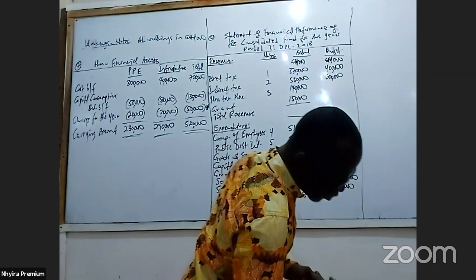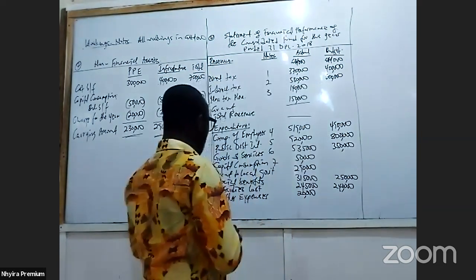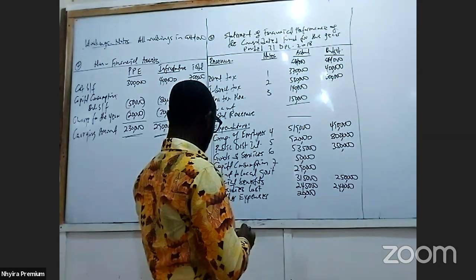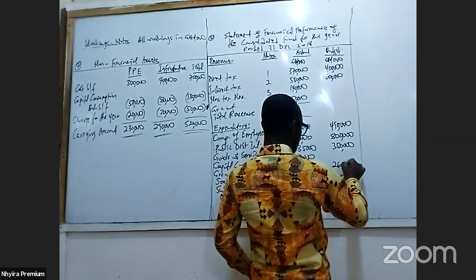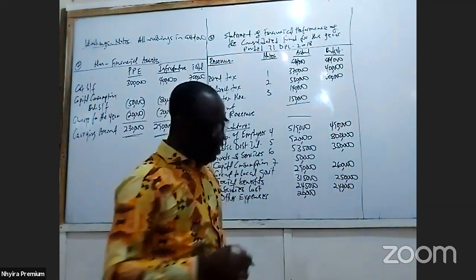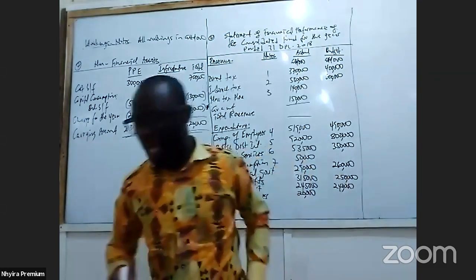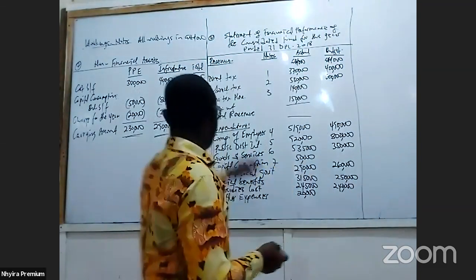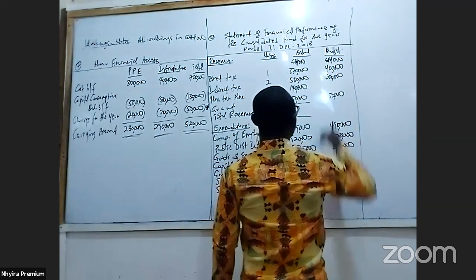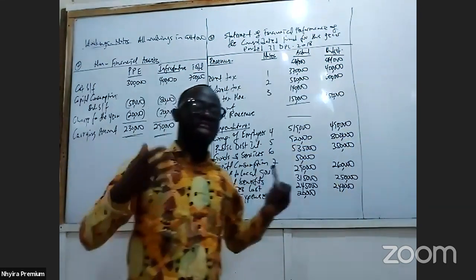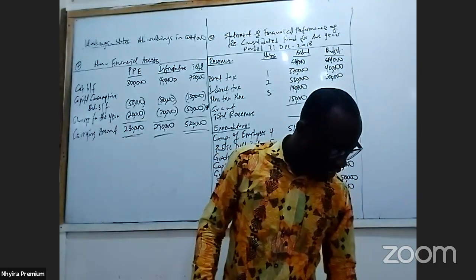Grants to local government, 260,000. Then we see grants from other governments, 150,000. So there is grant here, 150, 150. So meaning that this grant was not really like grants from other multinational or donor organizations.